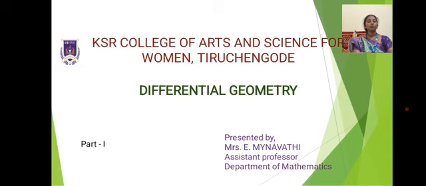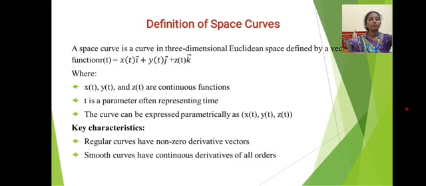Now we will discuss differential geometry. First we will discuss space curve. What is a space curve? A space curve is a curve in three-dimensional Euclidean space defined by the vector function r(t) = x(t) i vector + y(t) j vector + z(t) k vector, where x, y and z are continuous functions. t is a parameter value. The curve can be expressed parametrically as x(t), y(t) and z(t).